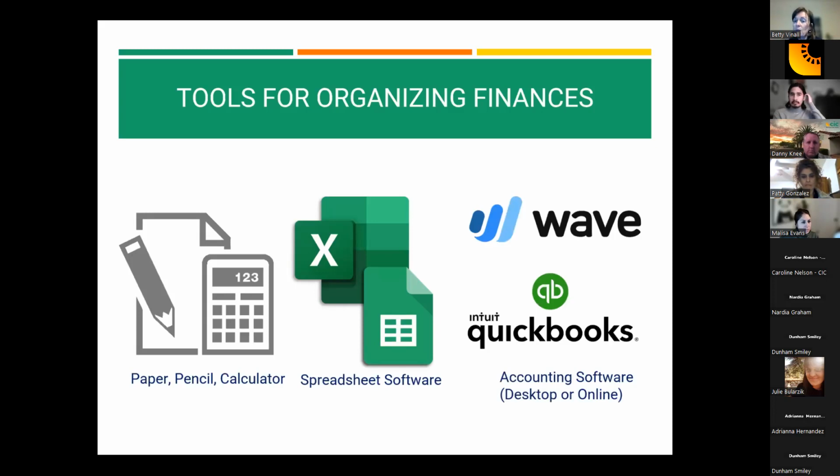Or you can use an accounting software. Here we're talking about Wave and QuickBooks. There's Zoho Books, there's FreshBooks. There are a lot of different kinds of accounting softwares that you can use. Some are softwares that actually are installed on your desktop. Those are actually becoming harder and harder to find. So many of the accounting programs now are in the cloud or online.